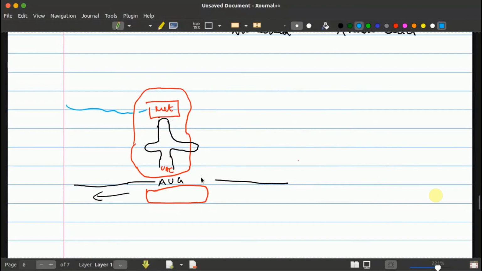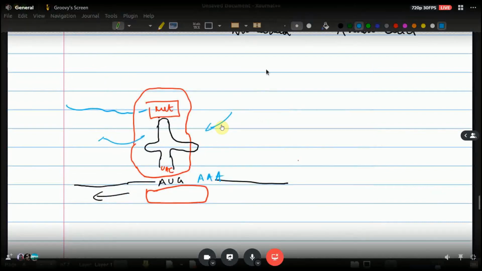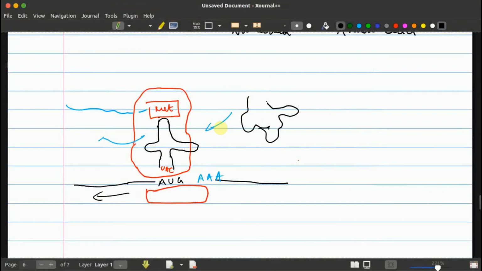Next sequence, suppose A, this will go out like this. Another tRNA will come, the same figure is going to come.